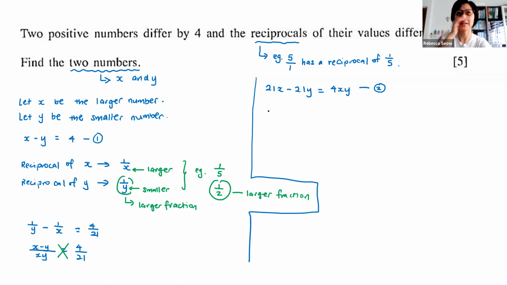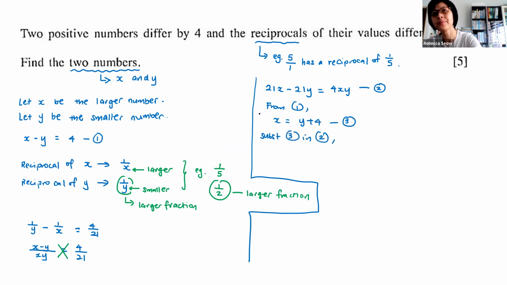Now, how do we solve for x and y? From equation 1, we could make x the subject. x is equal to y plus 4, which is equation 3. Now, let's substitute equation 3 into equation 2. So, 21 bracket y plus 4 minus 21y equals 4 bracket y plus 4 times y. Let's multiply it out. 21y plus 84 minus 21y equals 4y squared.